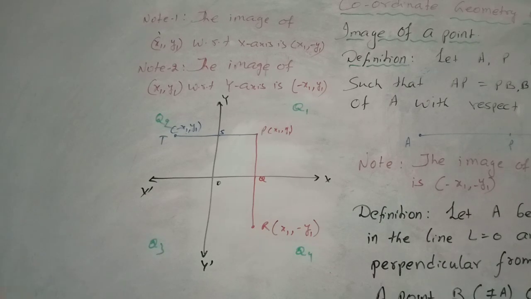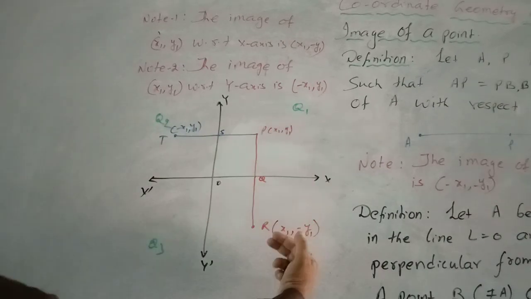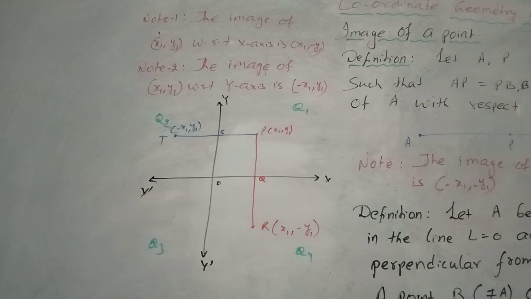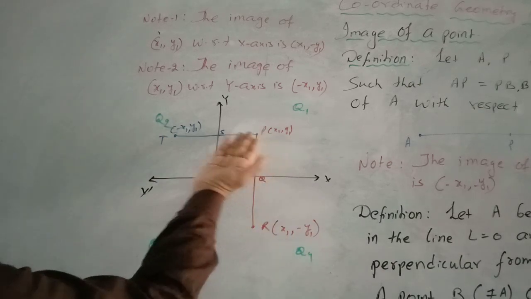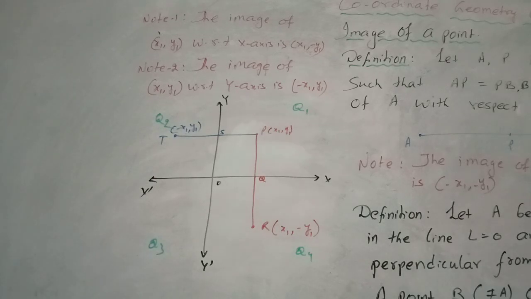So this is the point, say x1, y1. The image of P(x1, y1) with respect to the x-axis is (x1, minus y1), and with respect to the y-axis it is (minus x1, y1). This is what we get as the image.